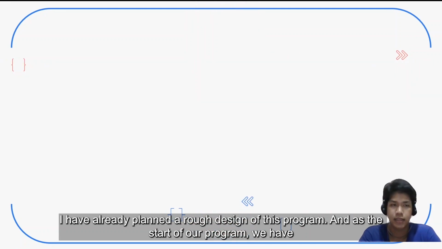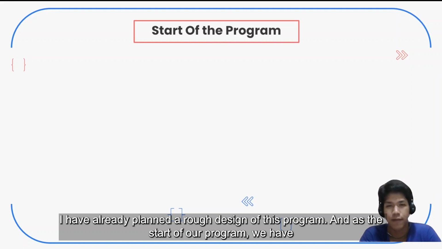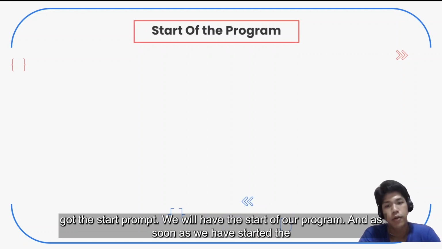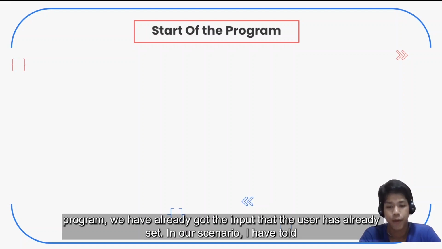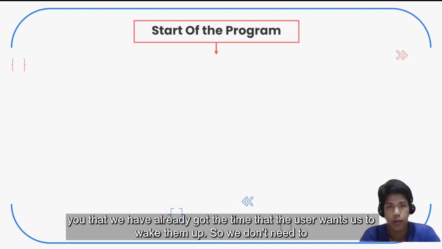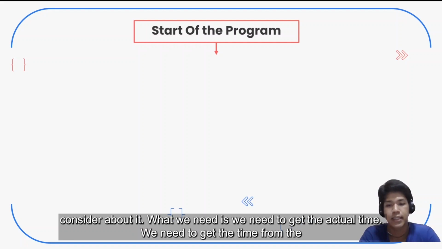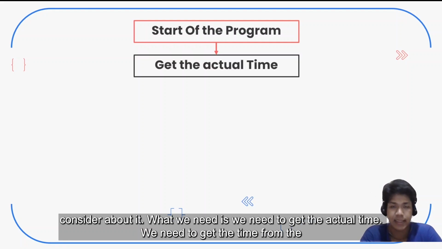And for the design, I have already planned a rough design of this program. And as the start of our program, we have got the start prompt. We will have the start of our program. And as soon as we have started the program, we have already got the input that the user has already set. In our scenario, I have told you that we have already got the time that the user wants us to wake them up. So we don't need to consider it. What we need is to get the actual time. We need to get the time from the clock.